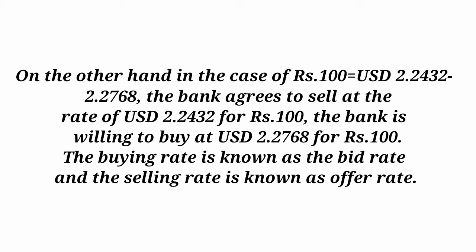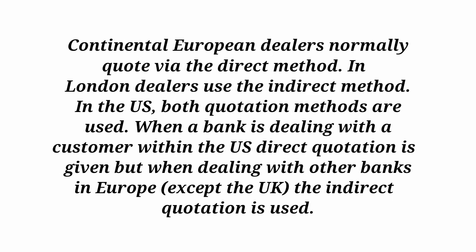On the other hand, in the case of Rs 100 equals USD 2.2432 or 2.2768, the bank agrees to sell at the rate of USD 2.2432 for Rs 100. The bank is willing to buy at USD 2.2768 for Rs 100. The buying rate is known as the bid rate and the selling rate is known as the offer rate. Continental European dealers normally quote via the direct method. In London, dealers use the indirect method. In the US, both quotation methods are used.